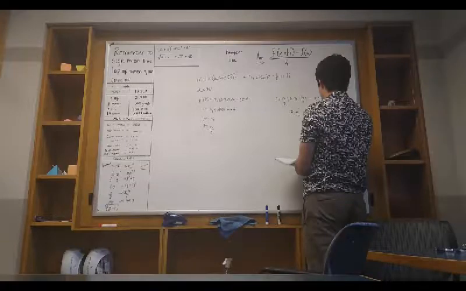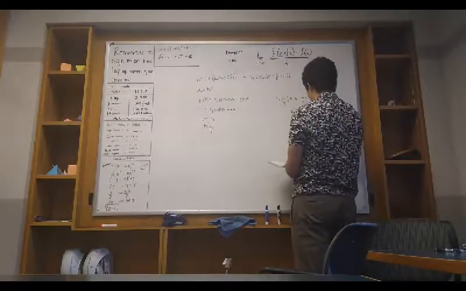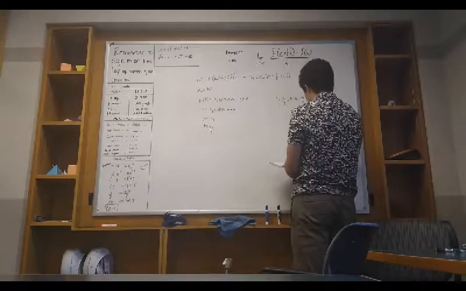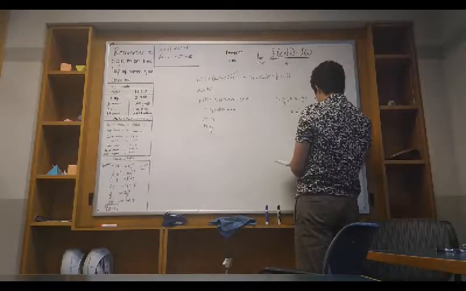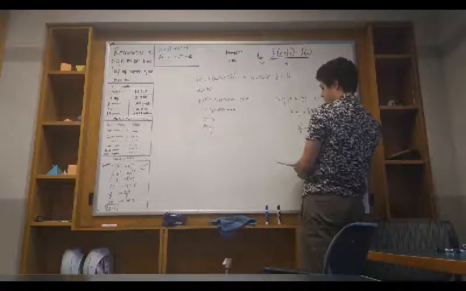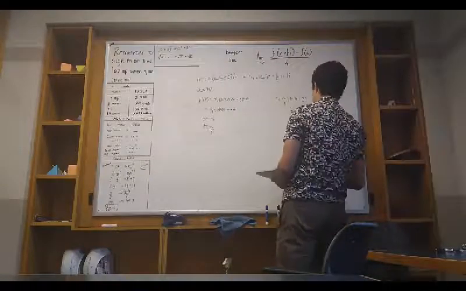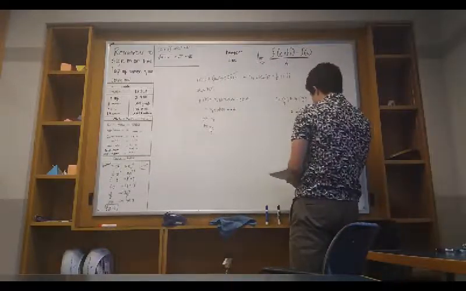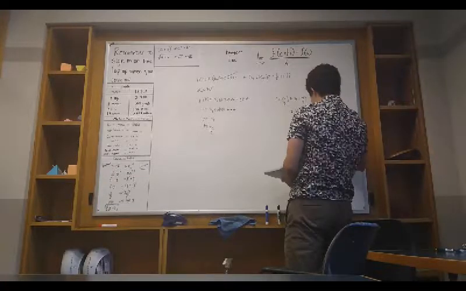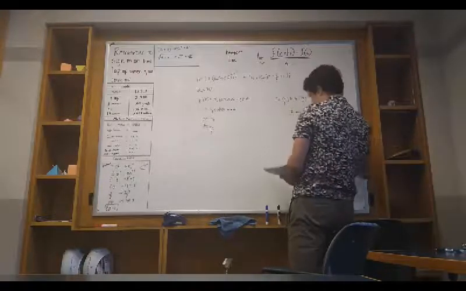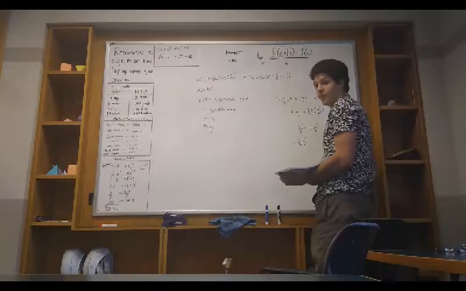One of the g's will cancel, leaving us with v initial squared over g minus 1/2 v initial squared over g. These are the same, therefore we can say this is all equal to positive 1/2 v initial squared over g. And that is going to be the maximum height for this projectile.